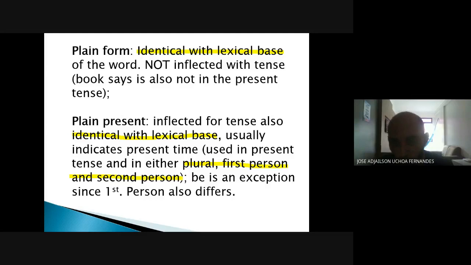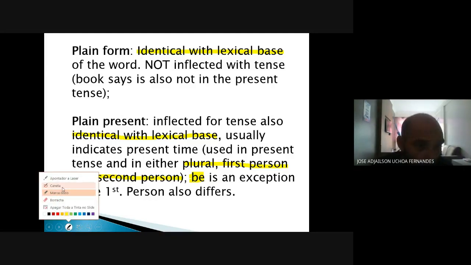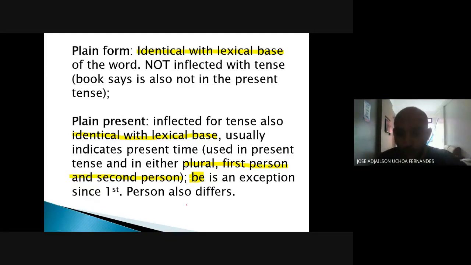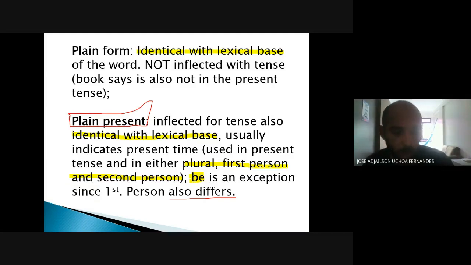Now if there's a modal verb before it, it tends to be plain form. If there's no modal verb, it is plain present. The verb to be, our friend be, is an exception since the first person also differs. So all verbs have two forms in the present. One for I, you, and the plural persons, we, you, they, and another one for he, she, it. Most verbs are like these. Be is an exception because be has a special form for I. So the first person is also different in the plain present. So I am is plain present, okay?